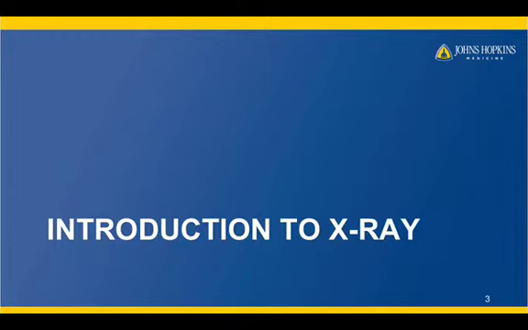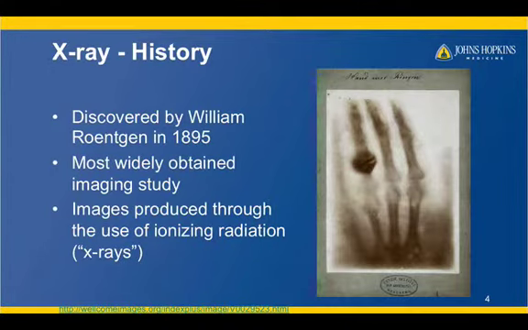Here's an introduction to the X-ray. The history of the X-ray is interesting to know. It was discovered by William Röntgen in 1895. It is the most widely obtained imaging study. The images are produced through the use of ionizing radiation, also known as X-rays. The image on the right is actually the first X-ray that was performed, an image of William Röntgen's wife's hand with her wedding ring.